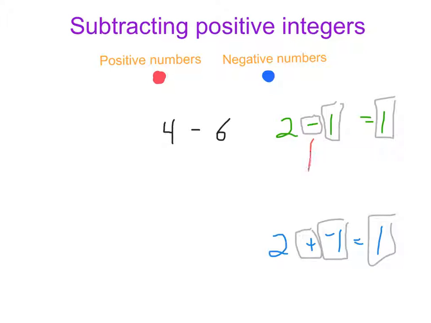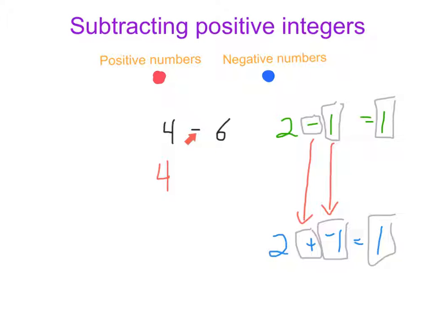So the opposite of subtracting is adding, and the opposite of a positive number is a negative number. So instead of subtracting a positive number, I can add a negative number and I'll get the same answer. So I can write this problem as an addition problem that'll get me the same answer if I find the opposites here. So to do that, okay, I'm taking 4 and I'm subtracting a positive 6.